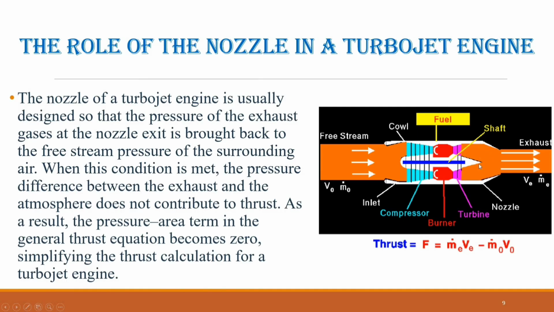The nozzle of a turbojet engine is usually designed so that the pressure of the exhaust gases at the nozzle exit is brought back to the free stream pressure of the surrounding air. When this condition is met, the pressure difference between the exhaust and the atmosphere does not contribute to thrust. As a result, the pressure area term in the general thrust equation becomes zero, simplifying the thrust calculation for a turbojet engine.